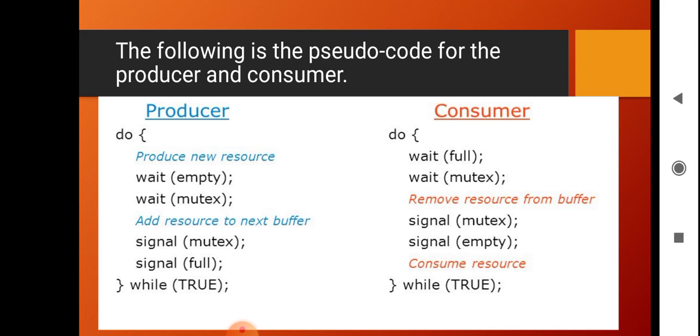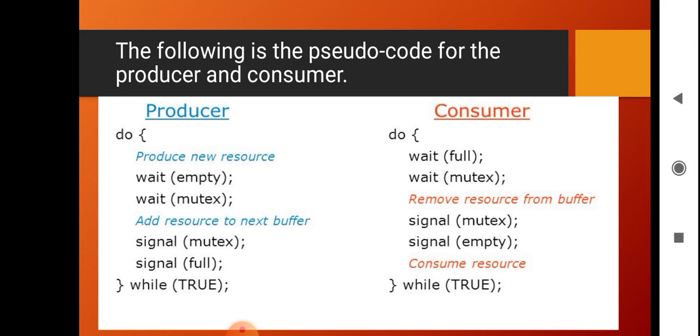So now on this screen you can see there are two pseudocodes. There is a pseudocode of the producer and consumer problem. On the left side you can see the producer, and similarly a consumer side. In the producer we are going to produce new resources, or you can say we are going to produce an item, or data. Now we are going to wait here.